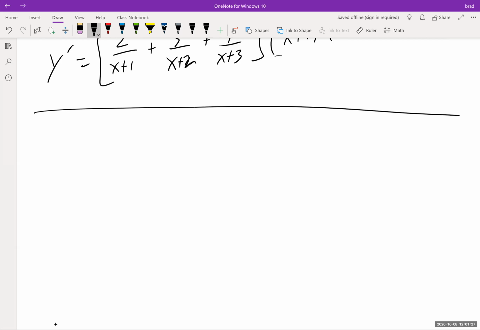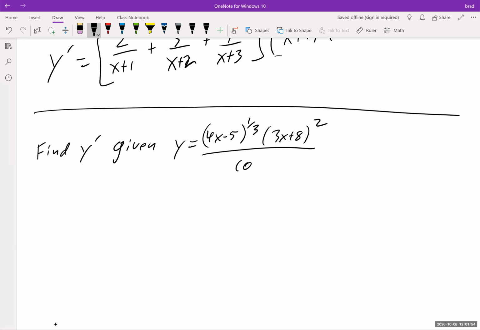Let me see here. Let's try this one. Find y prime given, geez, I can't write. So this is a rough one, right? Because, and simplify. Because this is a product rule with a chain rule, multiple chain rules, and it's a quotient. So if I d/dx this right now, I'm going to be dealing with a horrible problem.